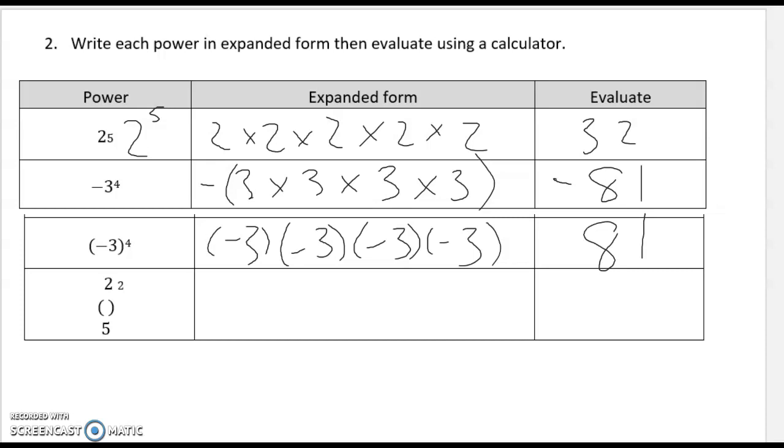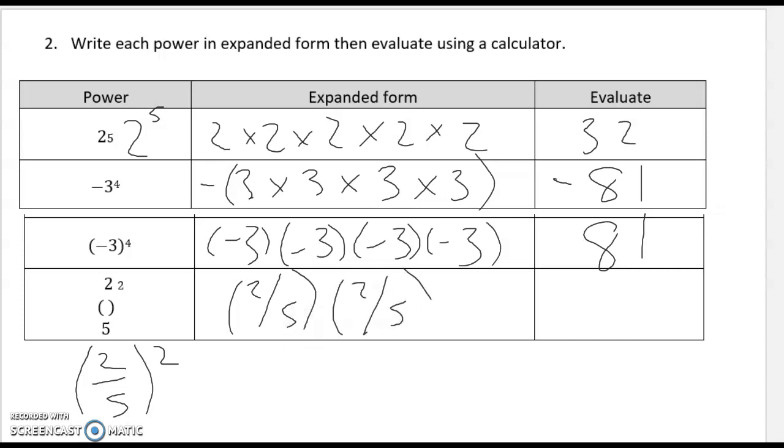Okay, so this one, bottom one, same thing. It should have been 2 over 5 to the 2. So what this means is we are multiplying 2/5 by itself 2 times. So 2/5 times 2/5. And when you multiply those, 2/5 times 2/5, you end up with 4/25ths.